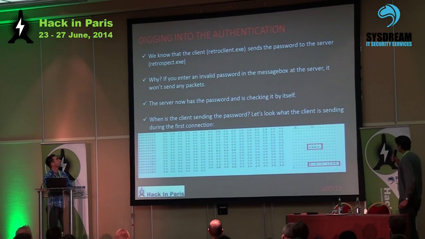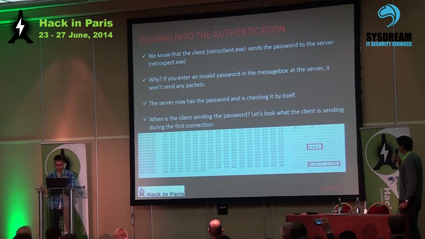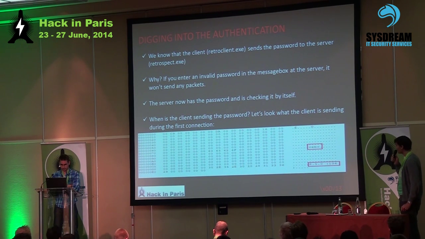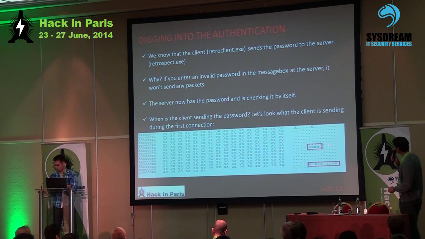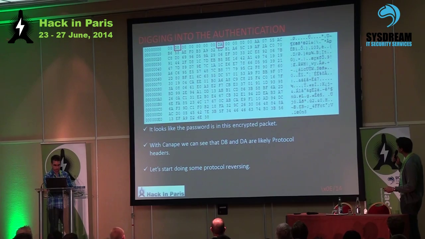Okay, so we know that the clients have to send the password to the server. Why? Because if you enter an invalid password in the message box at the server, it won't send any packet. So the server has the password and it's checking it by itself. But when the client sends the password, look carefully at this screenshot. When the client tries to connect to the server, it contains the client hostname, in this case Tebo, and the client version, in this case 8.5.0 and so on. Is this another packet that the client sent to the server? It looks like the password is inside this encrypted packet. Inspecting with Canape, we realized that these bytes, DA and DA, are likely protocol headers.